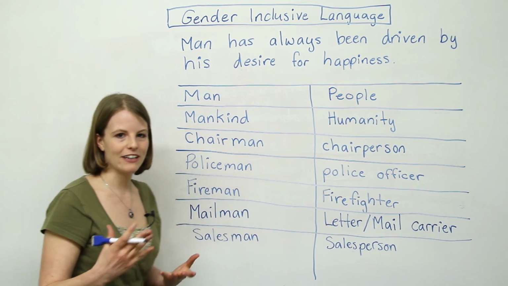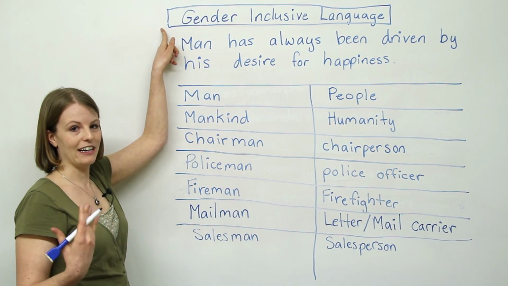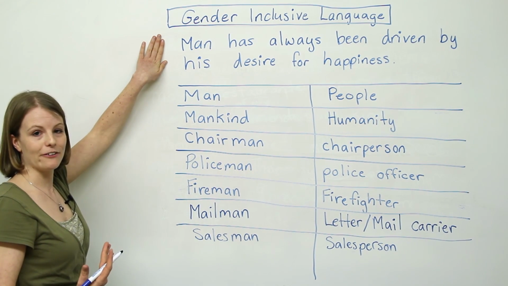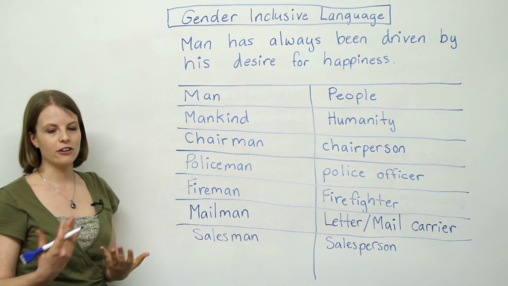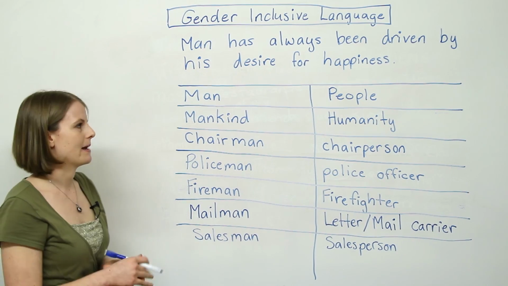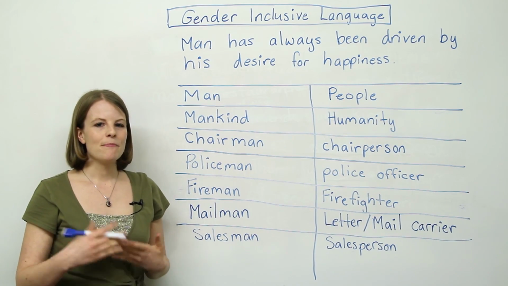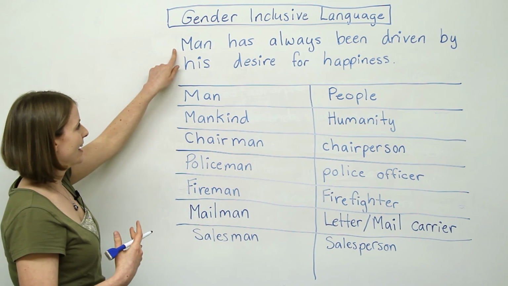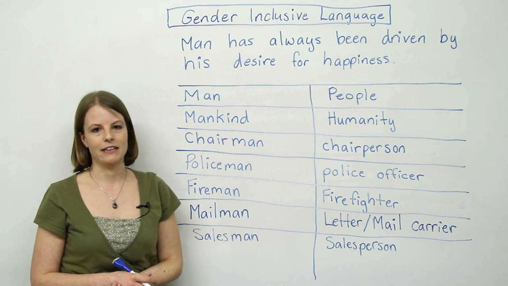So let's get started. Let's look at a common example of what I mean by language that is not gender inclusive. So I have this sentence: man has always been driven by his desire for happiness. Now in this case, I don't have a man or the man. There's no article before man. So we're talking about man in general, not a specific man. Maybe about 50 years ago, 100 years ago, and even sometimes today, people, when they wanted to talk about people in general, they would use the term man. And so this actually means people. People have always been driven by their desire for happiness.